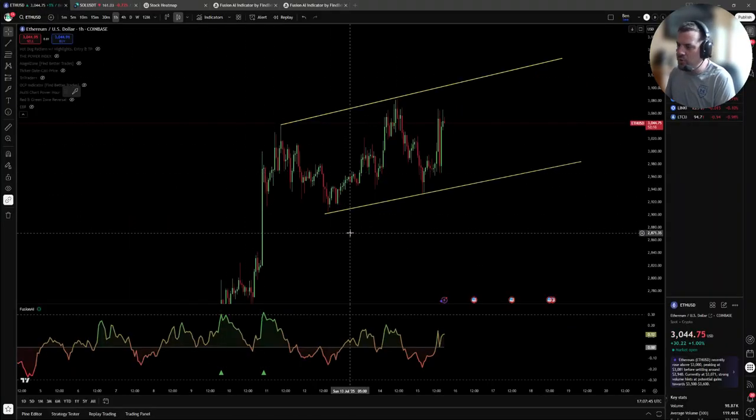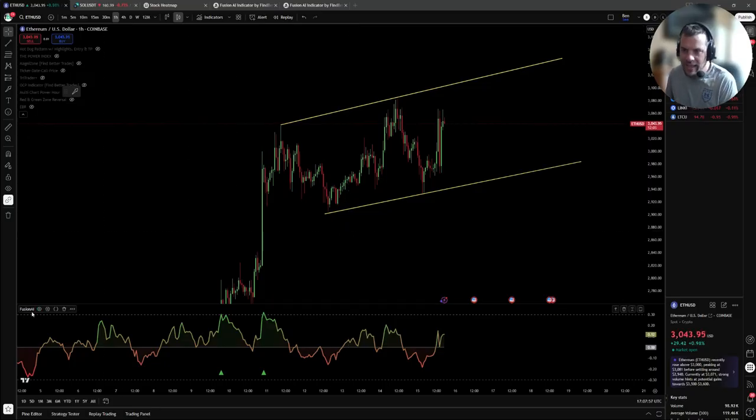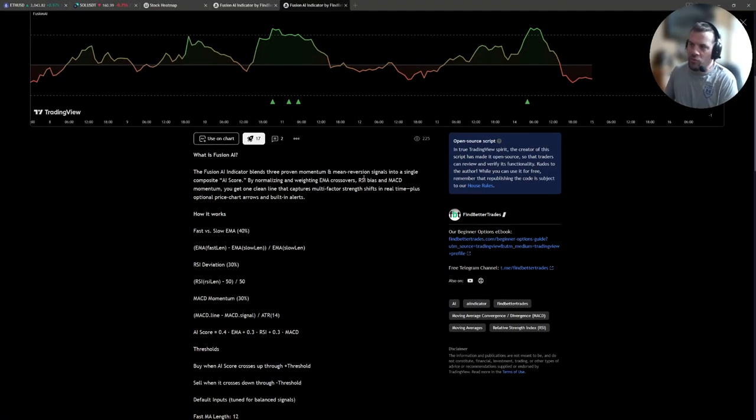And what I'm going to do is share just a quick little strategy, kind of how you could trade this, and maybe even a little walkthrough of how it works. Essentially, what Fusion AI does is combine, and we can even read this in the description, it is essentially assigning an AI score. We call it an AI score, but essentially what it's doing is looking at EMA crossover, RSI bias, and MACD momentum.